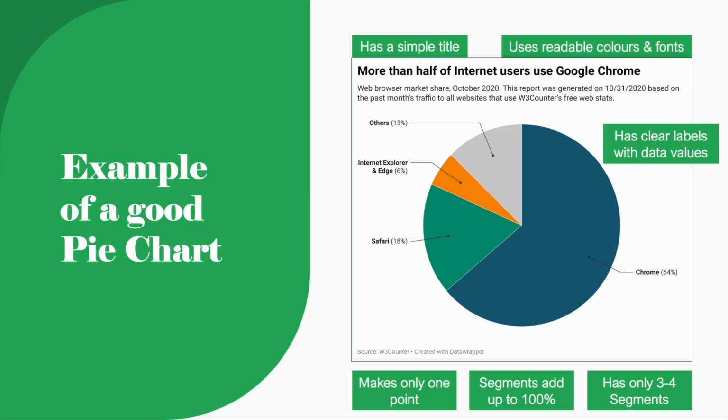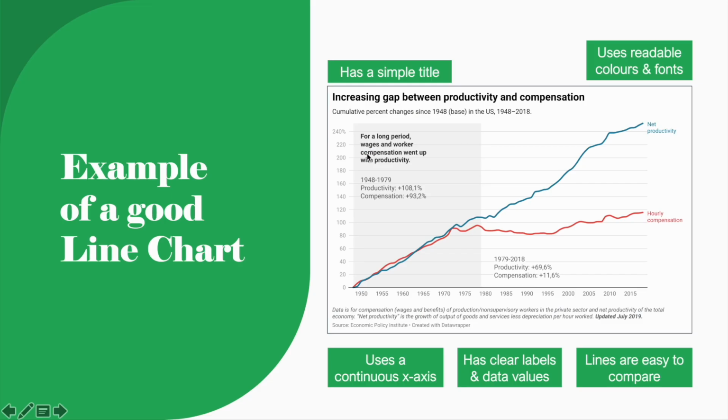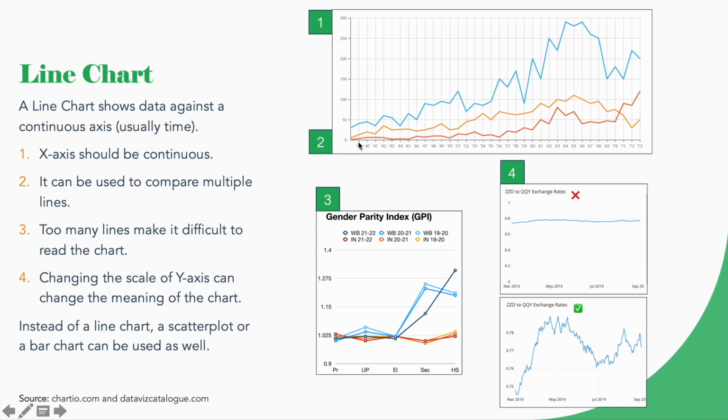Moving on. Let's look at line charts now. Now what is a line chart for, first to get started with? A line chart simply shows data against a continuous axis, which is usually time. As you see here, it's a continuous axis here. This is the year 1939, 1940, 41, 42 and goes all the way. So the difference between every two data points is that of 1 year. So it's a continuous timeline.